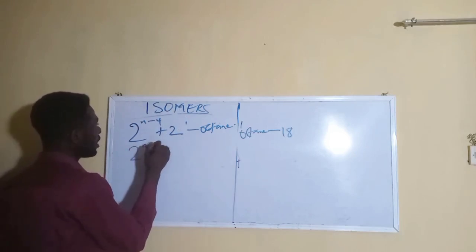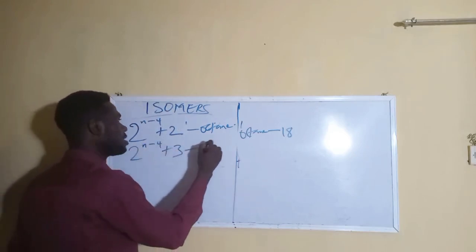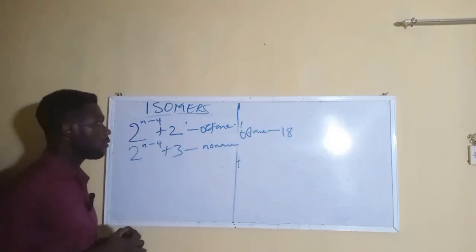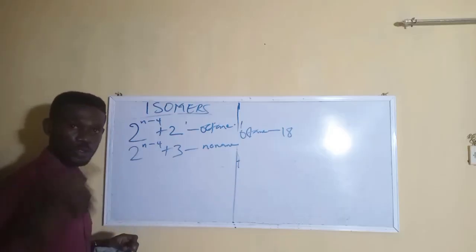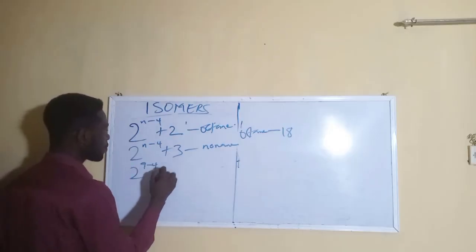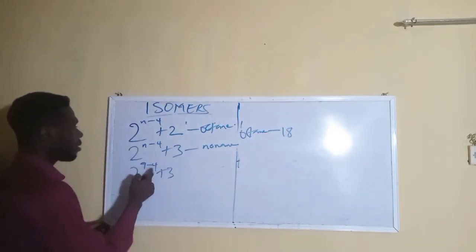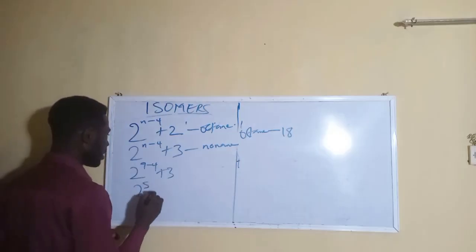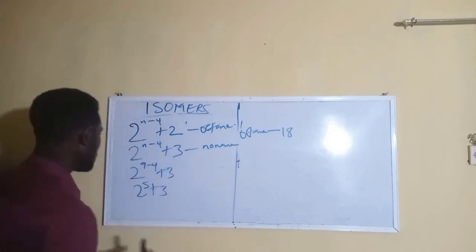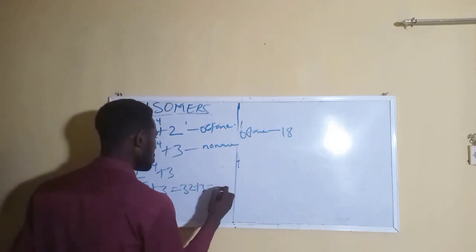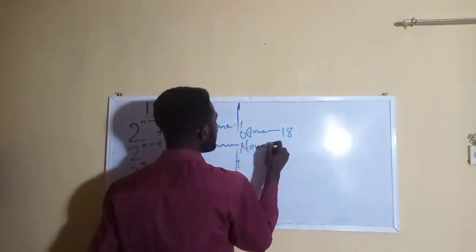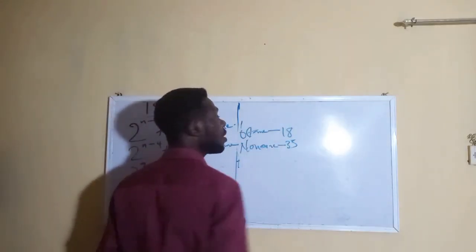the formula is 2 raised to power n minus 4 plus 3. This is for nonane. And for nonane, if I want to carry out my formula for the number of isomers, how do I carry it out? You have it as 2 raised to power 9 minus 4 plus 3. And 9 minus 4 is actually 5, so you have it as 2 raised to power 5 plus 3. And 2 raised to power 5 is actually 32. So this is the same as writing 32 plus 3, which is 35. So that means nonane actually has 35 isomers.